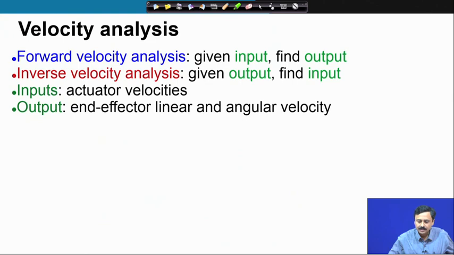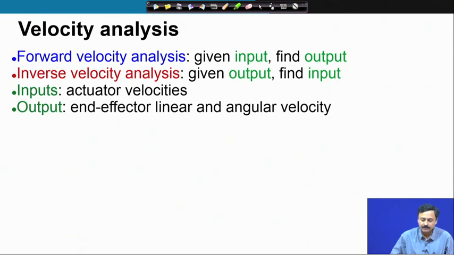We have discussed this before. In velocity analysis, we have two kinds of problems. The first one is known as the forward velocity analysis, in which the input velocity is specified and we have to find out the output velocity, where input is the actuator velocity. There can be multiple actuators, for example, in robots, and we have to find out the end effector velocity. It is just the reverse for the inverse velocity analysis, where the output is specified.